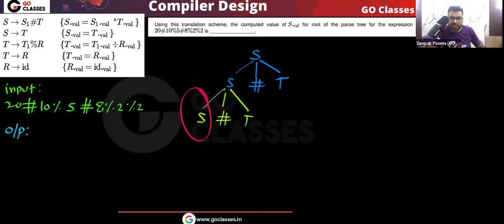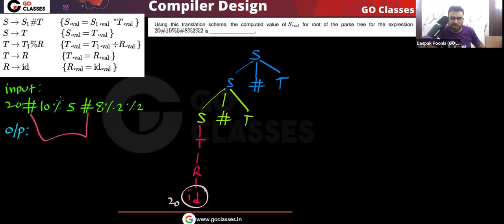So now this S can go to T, then this T can go to R, and this R can go to id. This id is a token, so what is the lexical value? That is 20. Very simple. Now let's see where this T will go. Between these two hash, we need a percentage. Yes or no? So this T will basically go to T percentage R.